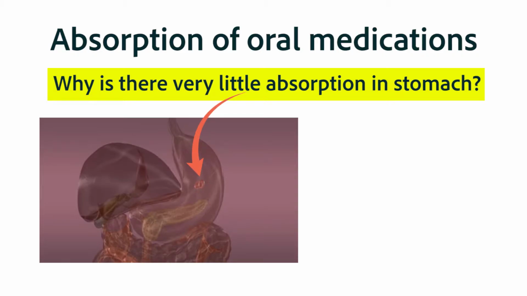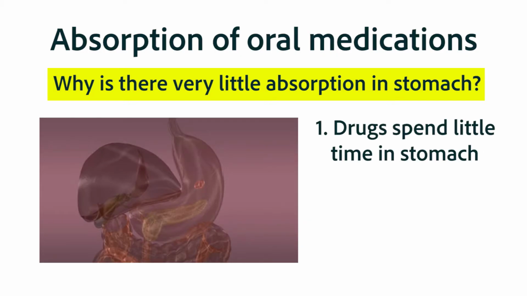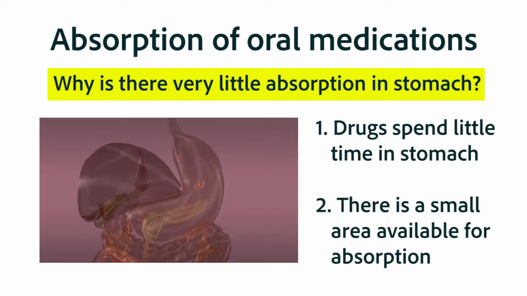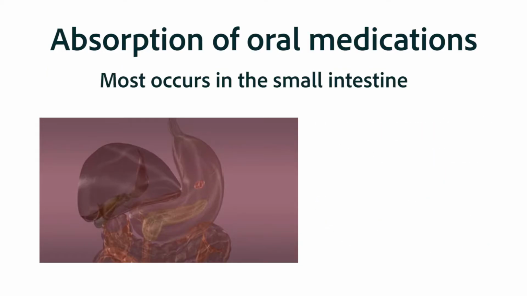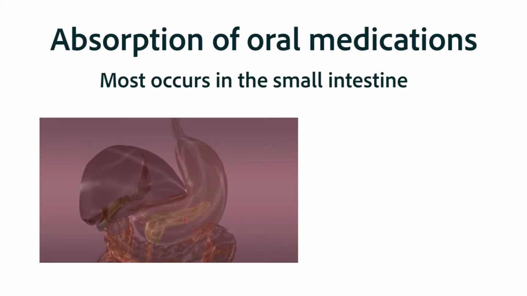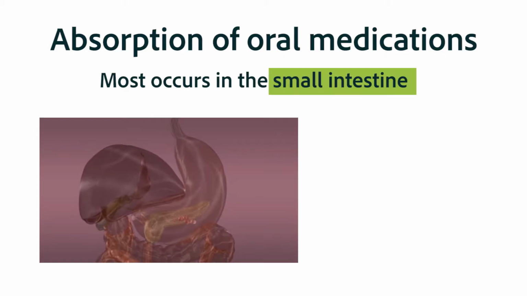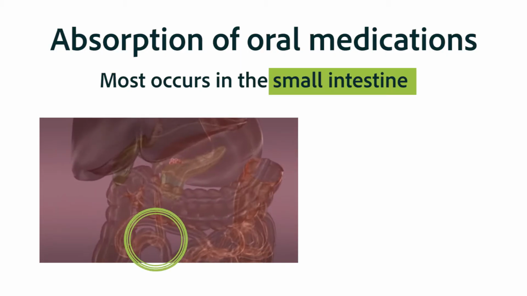Even aspirin, which has chemical properties that favor absorption in the stomach, doesn't normally have a very high percentage of absorption from the stomach because of a couple things. First of all, aspirin isn't in the stomach very long, and secondly, there's very little surface area for absorption in the stomach compared to that of the intestines. So most of the absorption of orally administered medications usually occurs in the small intestines.